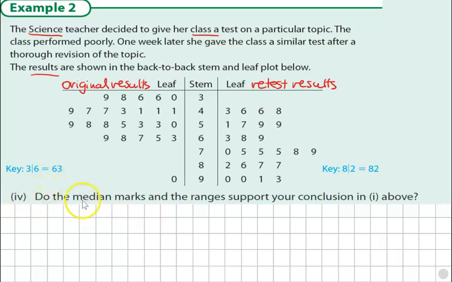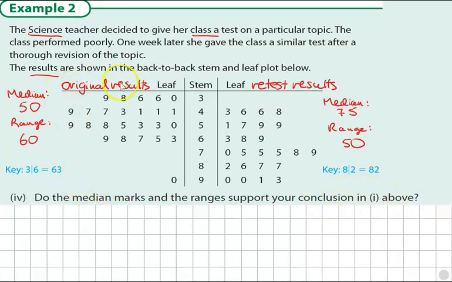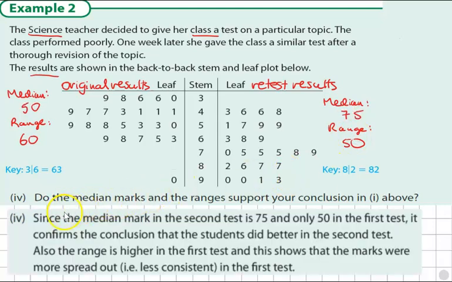Part 4. Do the median marks and the ranges support your conclusion in part 1? We worked out that for the original test, the median was 50 and the range was 60. For the retest, the median was 75 and the range was 50. Since the median mark in the second test is 75 and only 50 in the first test, it confirms the conclusion that the students did better in the second test.